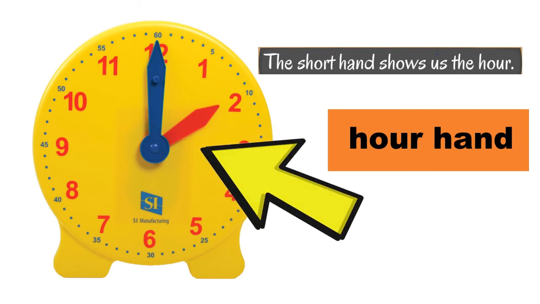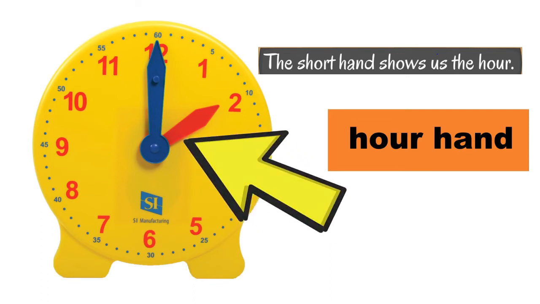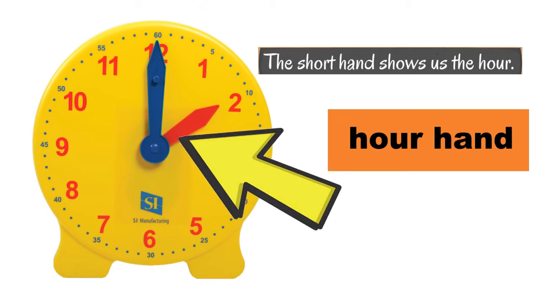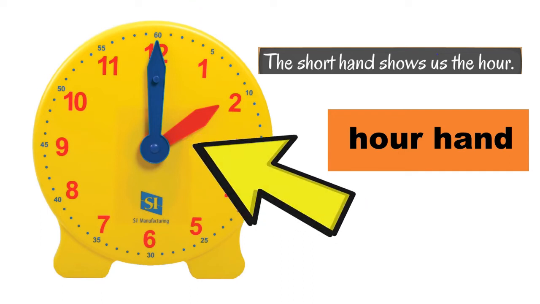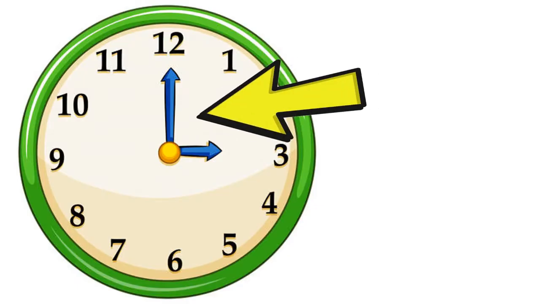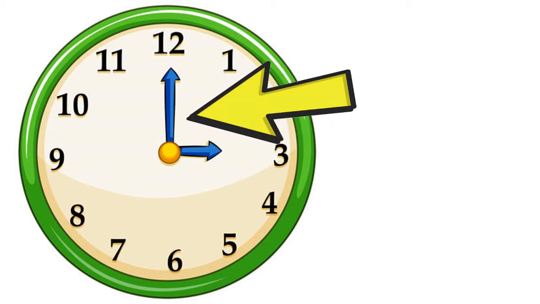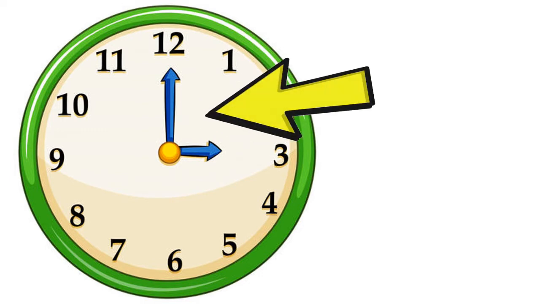Hour hand is the short hand, shows us the hour. In the video, you hear that this is the little hand or the short hand. Okay, it shows us the hour. Next, who can guess this? What is this part of the clock? Anyone?